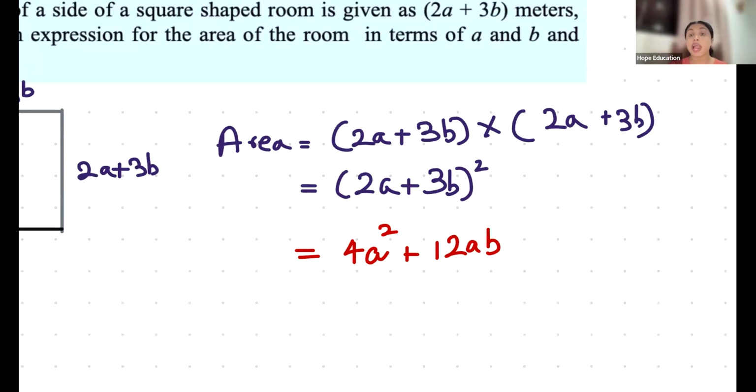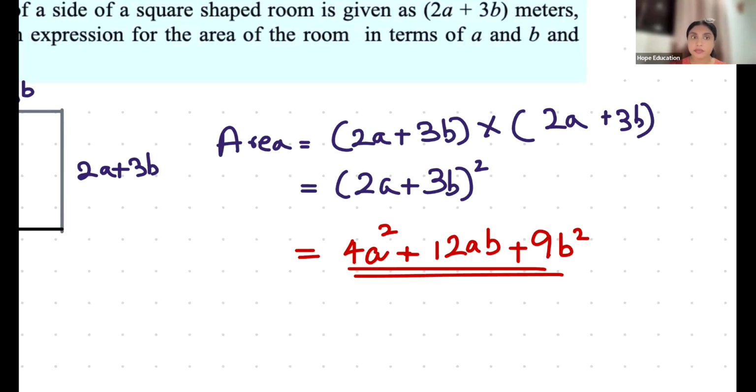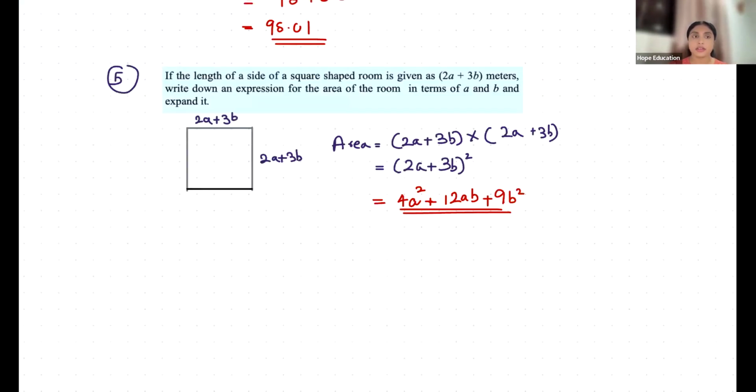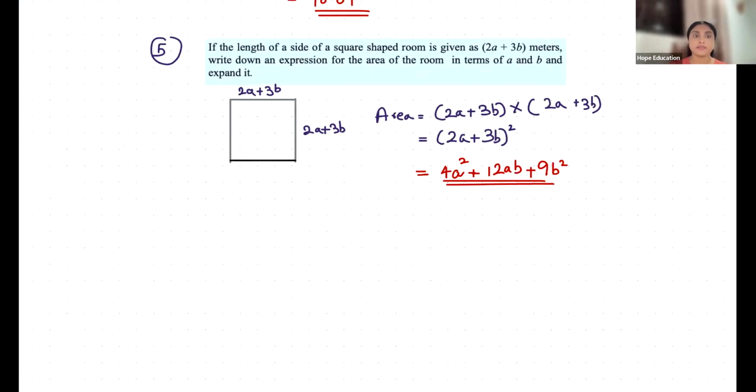Then we take the square of the second term. Second term is 3b. So we get the square of the second term. 3 times 3 is 9. B times b, b squared. Here the charge is plus. So plus times plus, we get the answer also as plus. Is that okay? All good? Give me a thumbs up if it's clear.